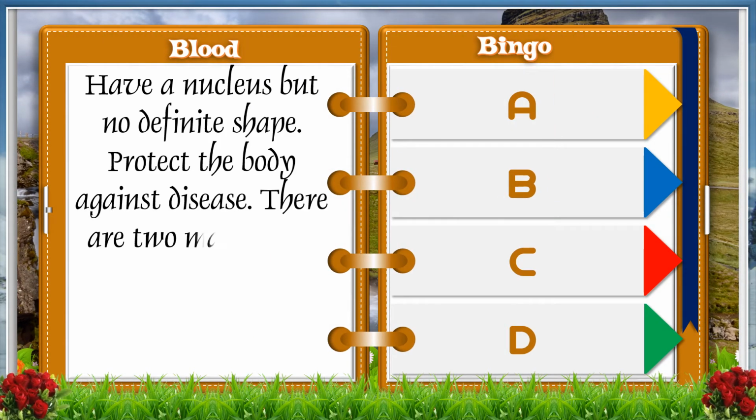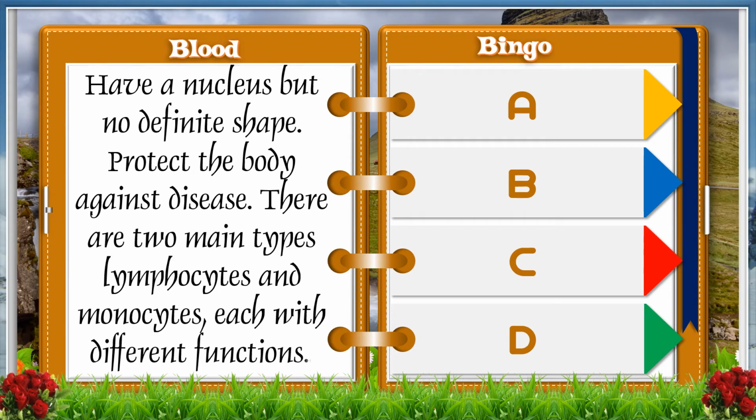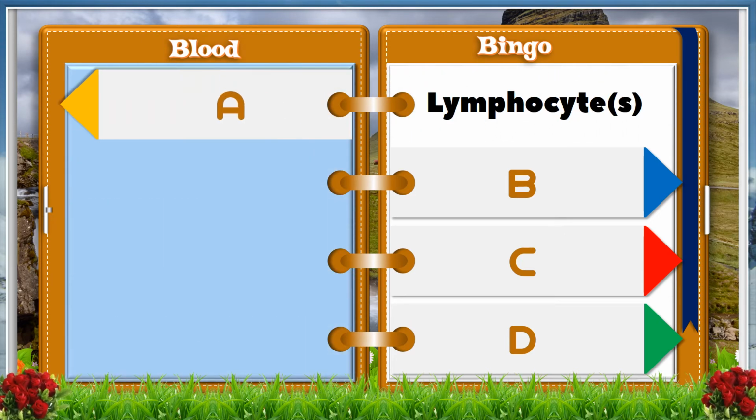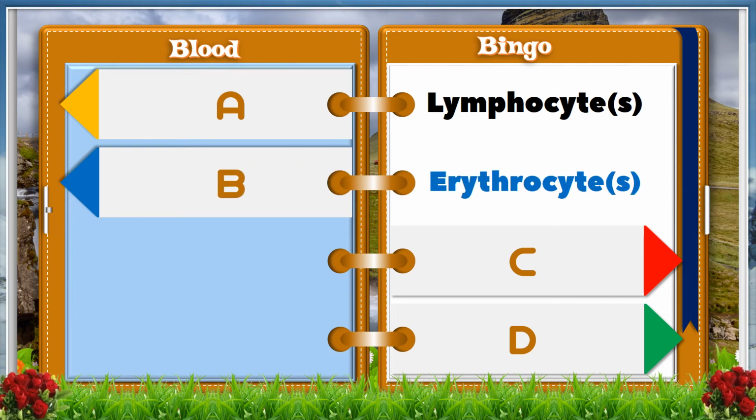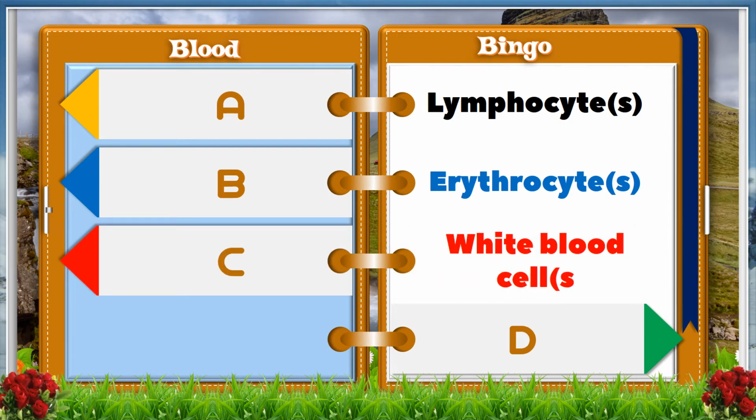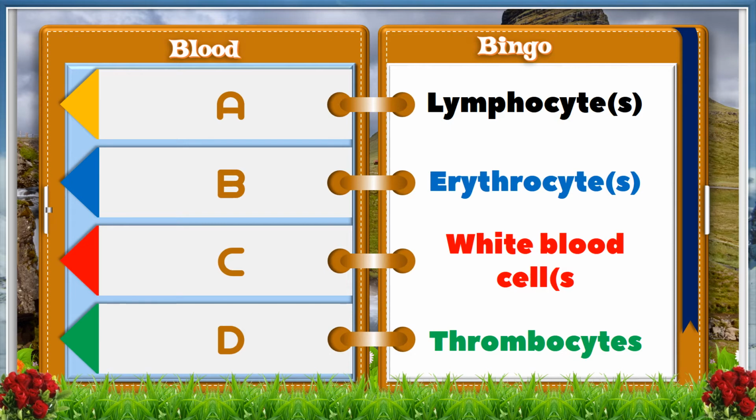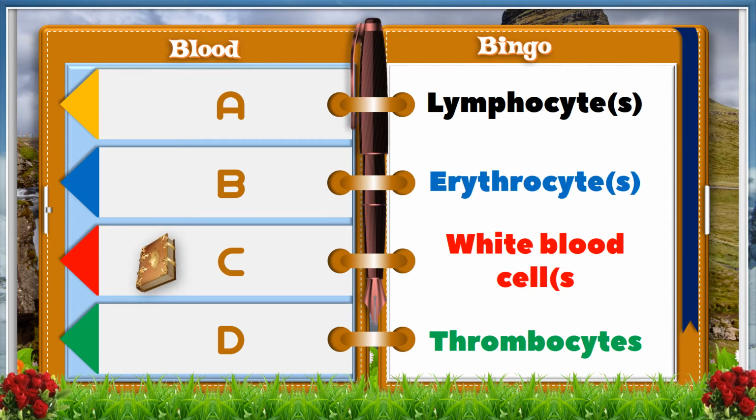Have a nucleus but no definite shape. Protects the body against disease. There are two main types, lymphocytes and monocytes, each with different functions. A. Lymphocytes. B. Erythrocytes. C. White blood cells. D. Thrombocytes. And the answer is C. White blood cells.